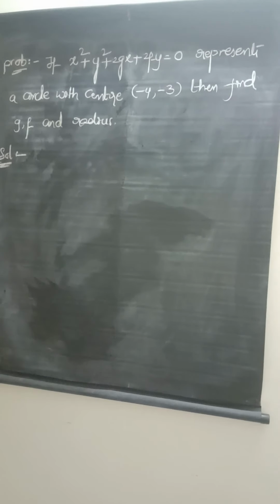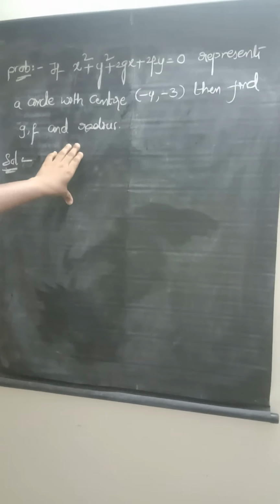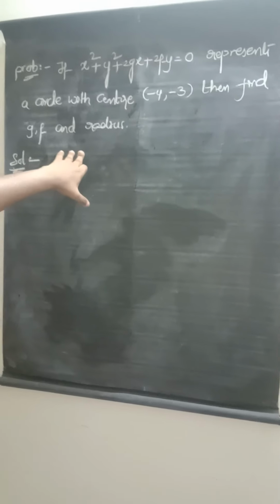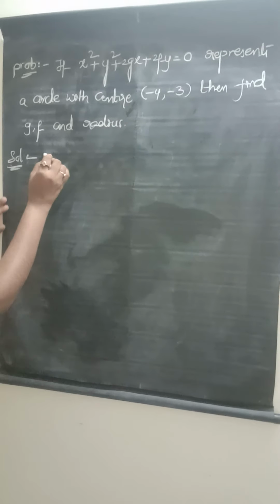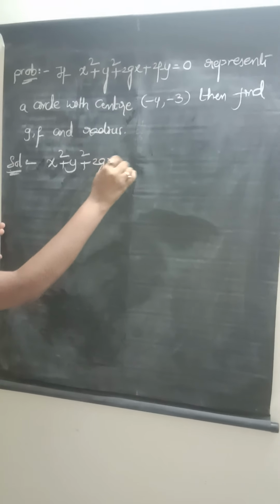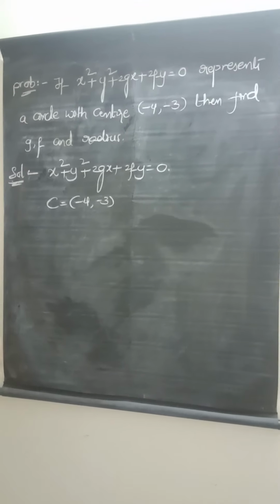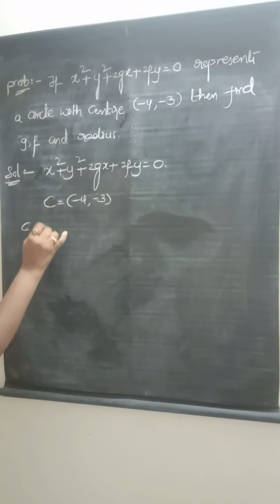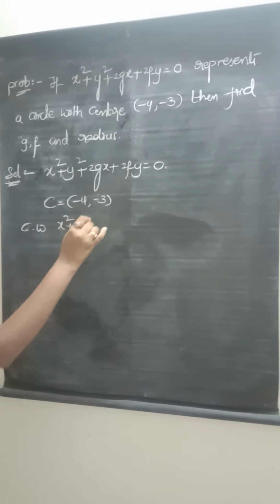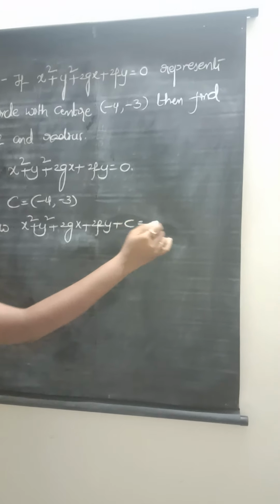x² + y² + 2gx + 2fy = 0 represents a circle with center (-4, -3). Then find g, f and radius r. So the given equation is x² + y² + 2gx + 2fy = 0, and also given that the center is (-4, -3). First we compare the given equation with the standard form x² + y² + 2gx + 2fy + c = 0.